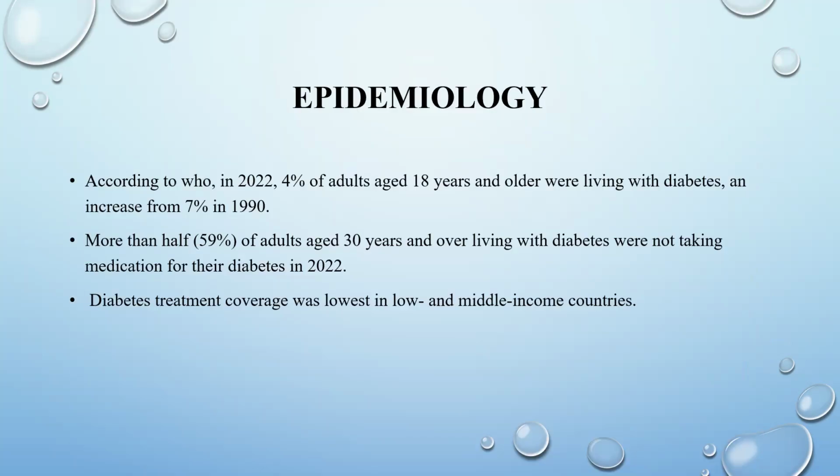Coming to the epidemiology of diabetes mellitus, according to WHO, in 2022, 14% of adults aged 18 years and older were living with diabetes, an increase from 7% in 1990. More than 59% of adults aged 30 years and over living with diabetes were not taking medication for their diabetes in 2022. Diabetes treatment coverage was lowest in low and middle income countries.